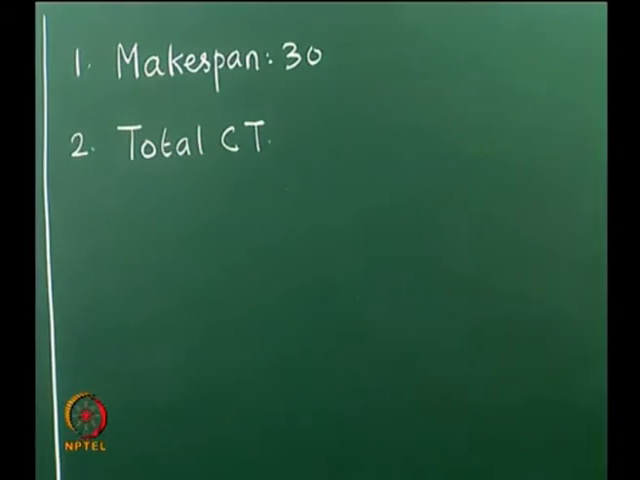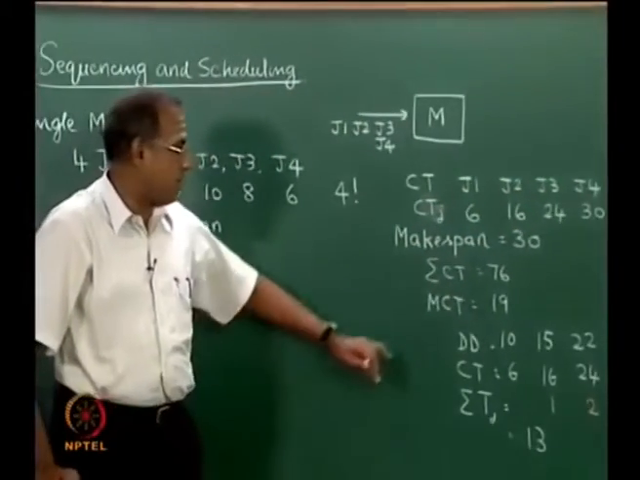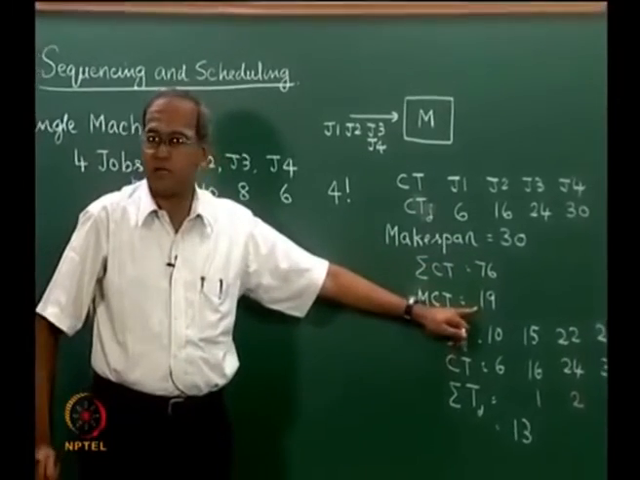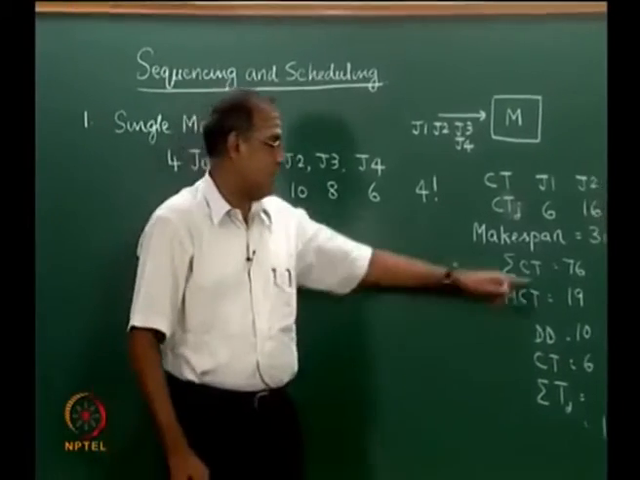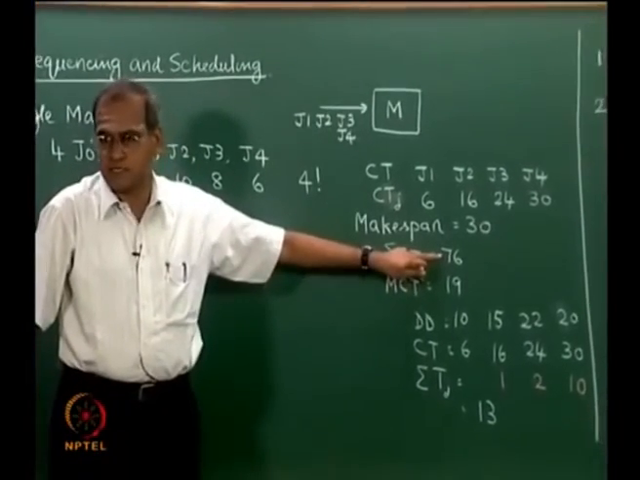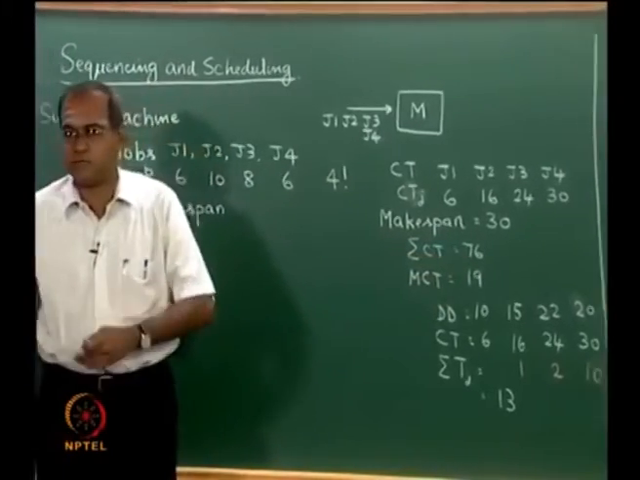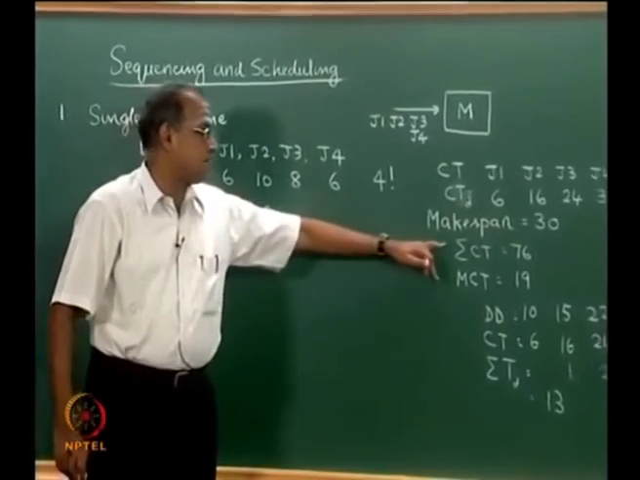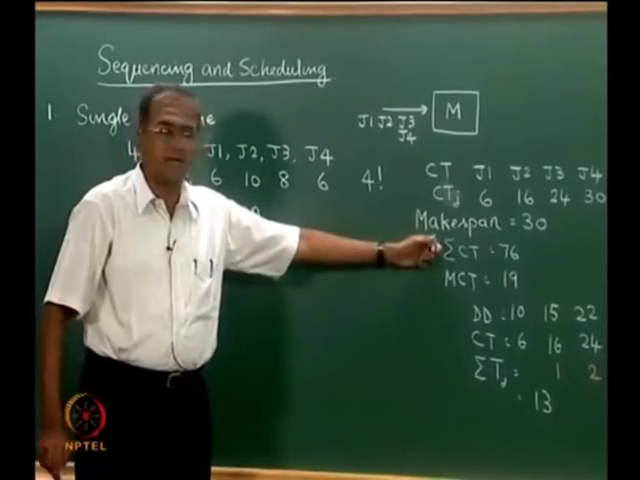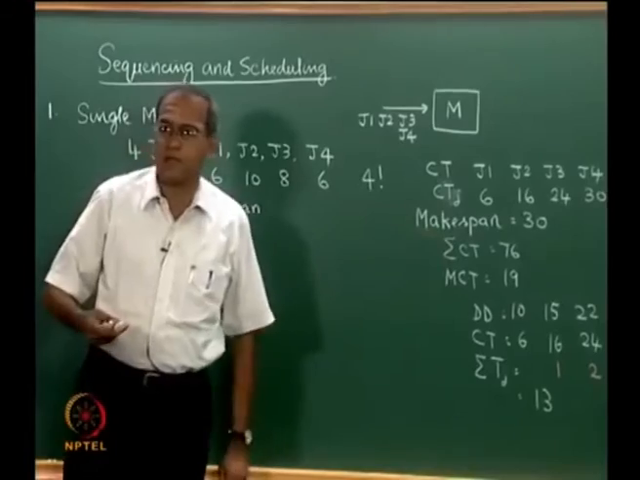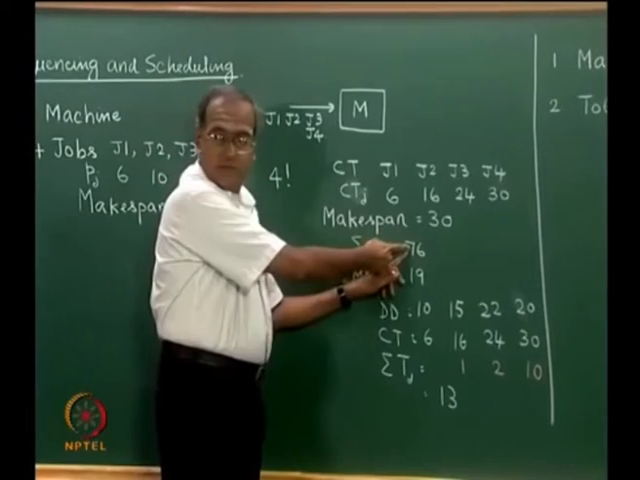Now, we ask ourselves the question: if we send the jobs in the order 1, 2, 3, 4, the sum of completion times is 76 and the mean completion time is 19. What is the order in which we have to send these jobs such that the sum of completion times is minimized? Mean completion time is the sum of completion times divided by the number of jobs. So, whether we minimize sigma Cj or mean Cj, it means the same, because we are dividing by n, and in this example we are dividing by 4.